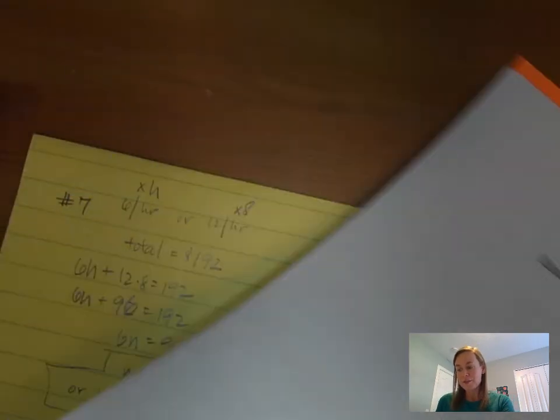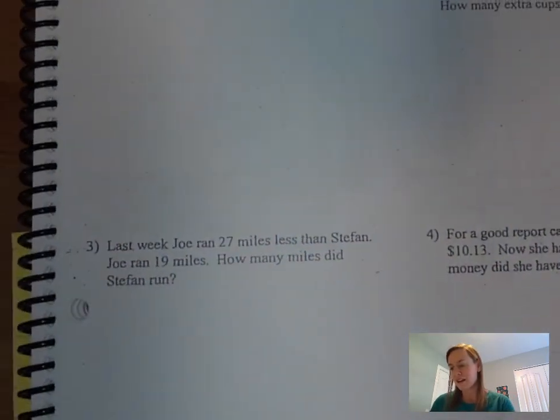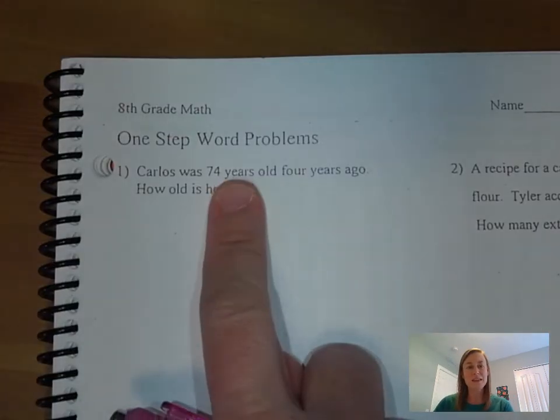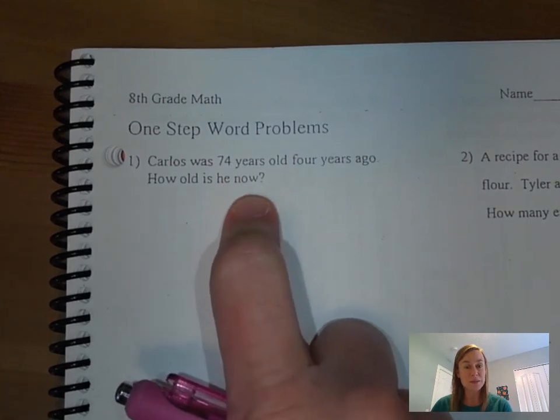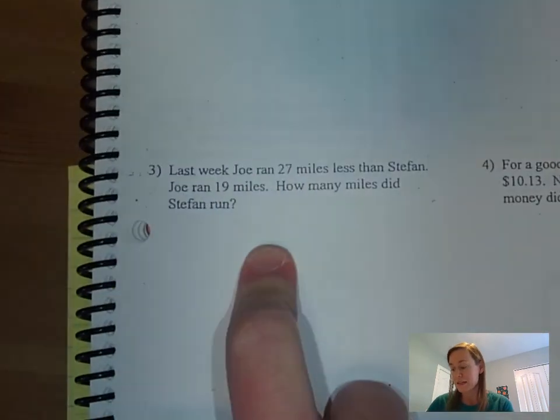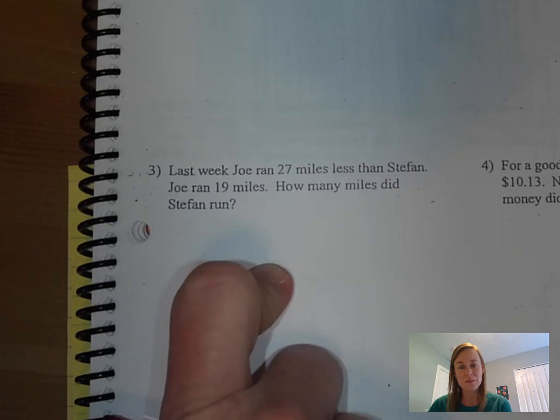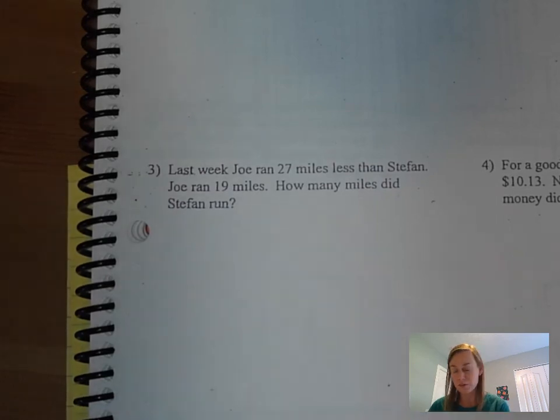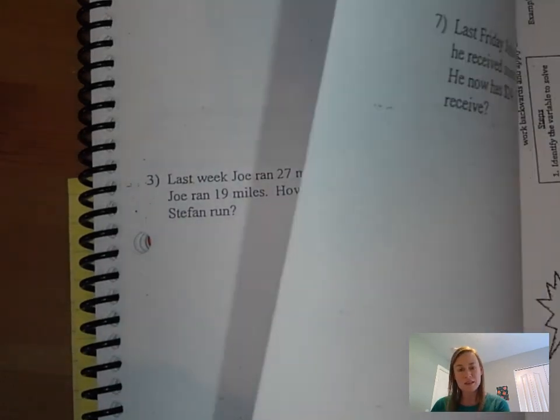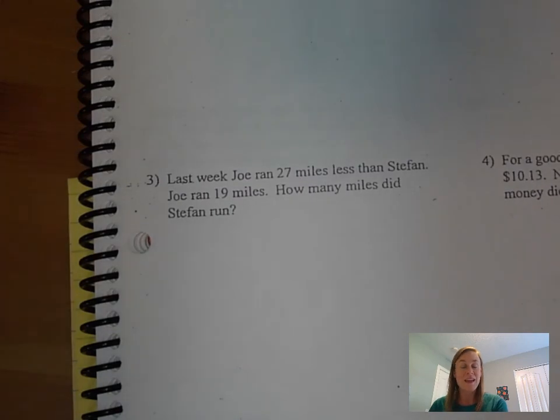So I have a few problems for you. They're all over here in our one-step problems. I'm asking you again just to do the odd problems. And if you want to write an equation for them, great, but don't feel like you have to, okay? If you just get the right answer, that is enough. And if you put units with it, that is really, really good.